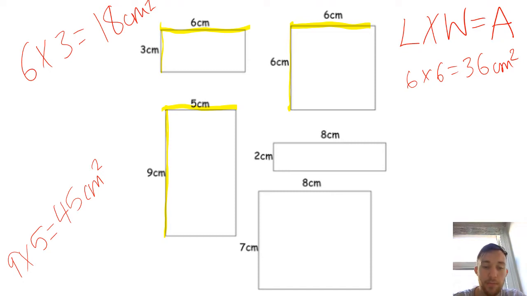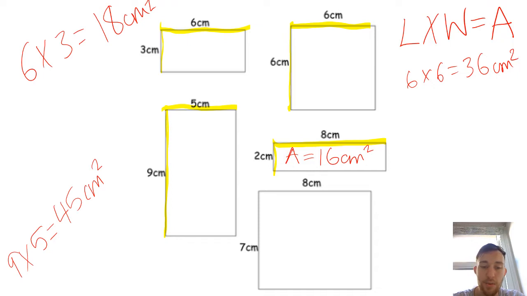Okay, next one, we've got our length times our width, 8 multiplied by 2. So 8 times 2 is 16, so therefore our area is equal to 16 centimeters squared. 16 squares can fit inside that rectangle.